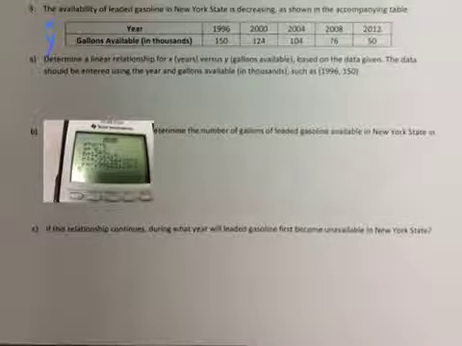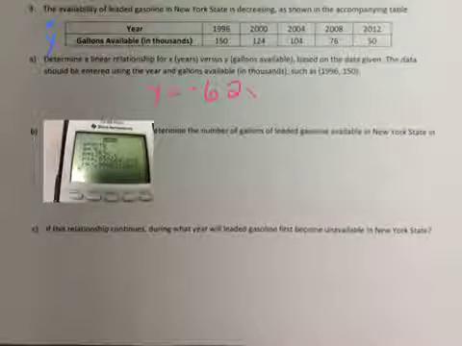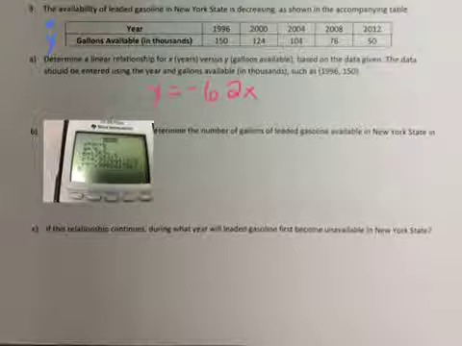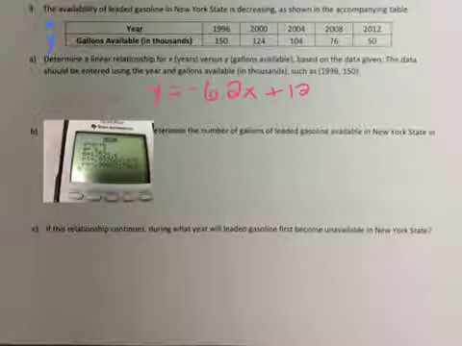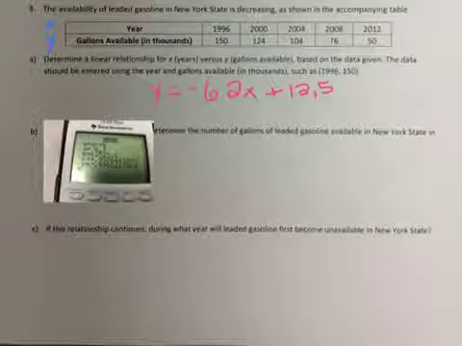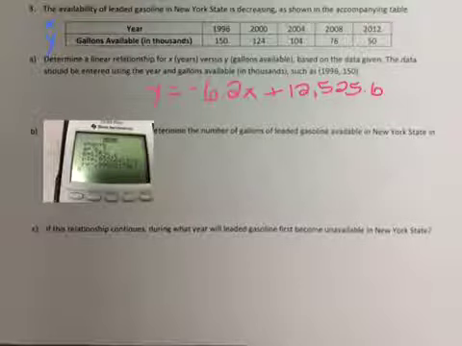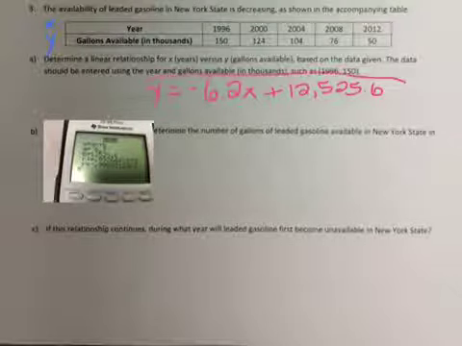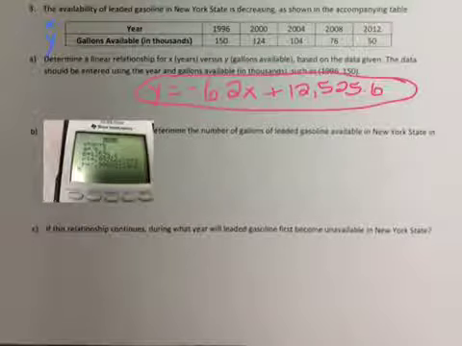All right, so our equation is going to be y equals, in place of the a, we're plugging in negative 6.2. We can bring down the x. And in place of the b, we're plugging in 12,525.6. Although keep in mind, these numbers are representing thousands. So there's our answer for part A.